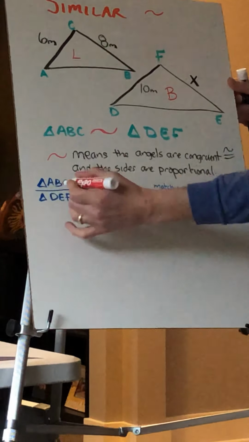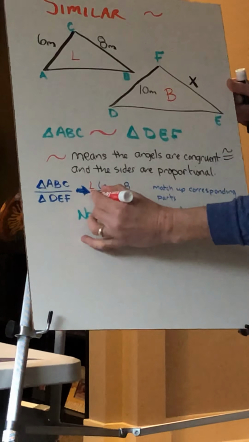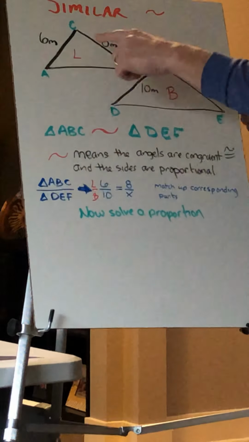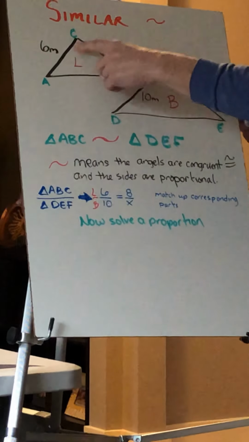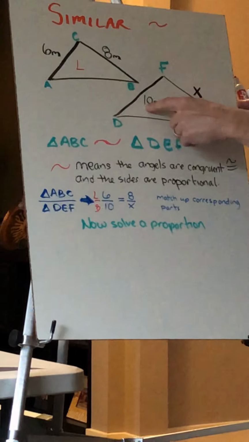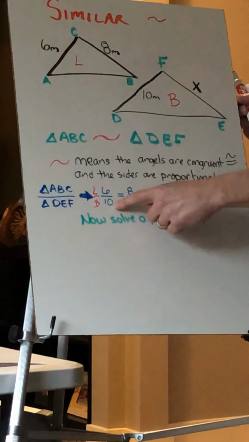It's just kind of the way I always set things up when I teach this. It's just the easiest way to teach it. So I take a number from the little triangle, ABC, and I'm going to take the 6. And that side matches up with this side, 10. So I got 6 over 10.